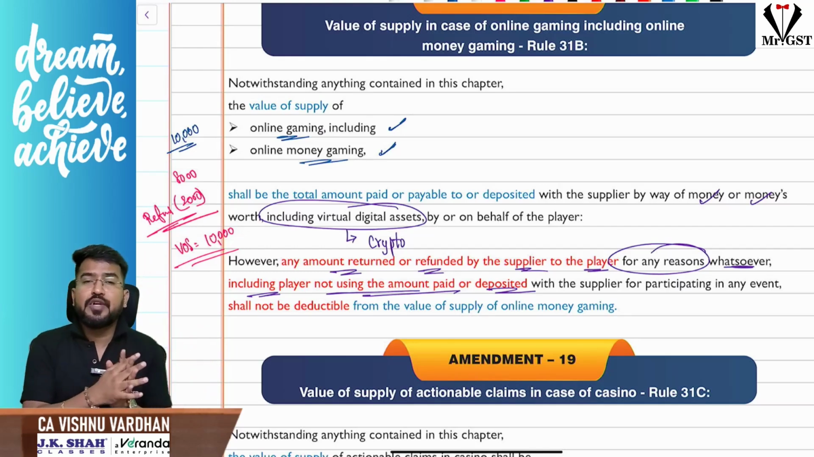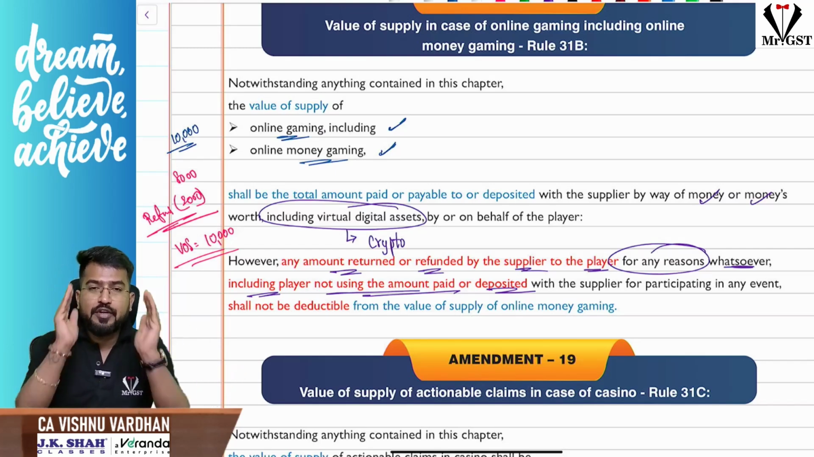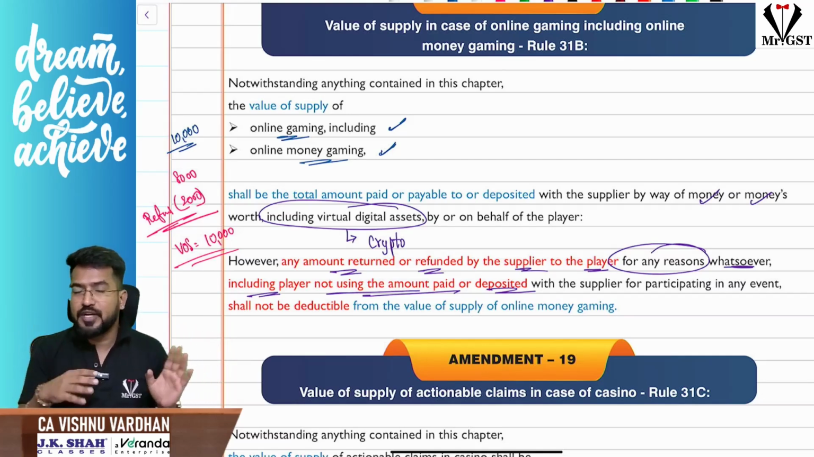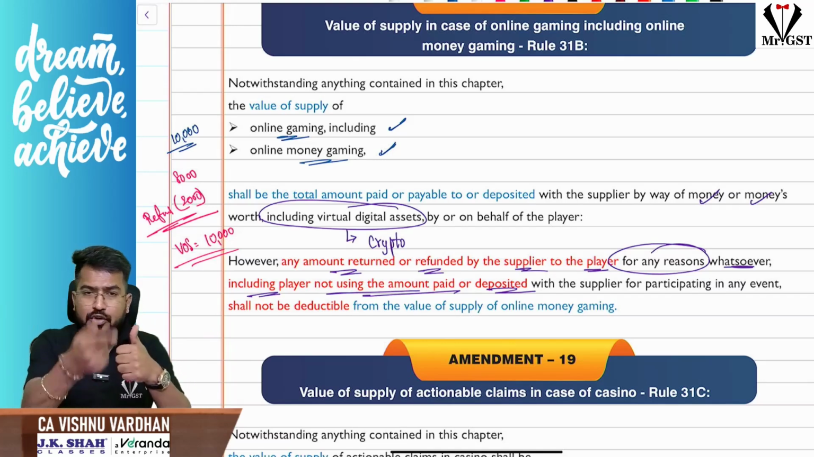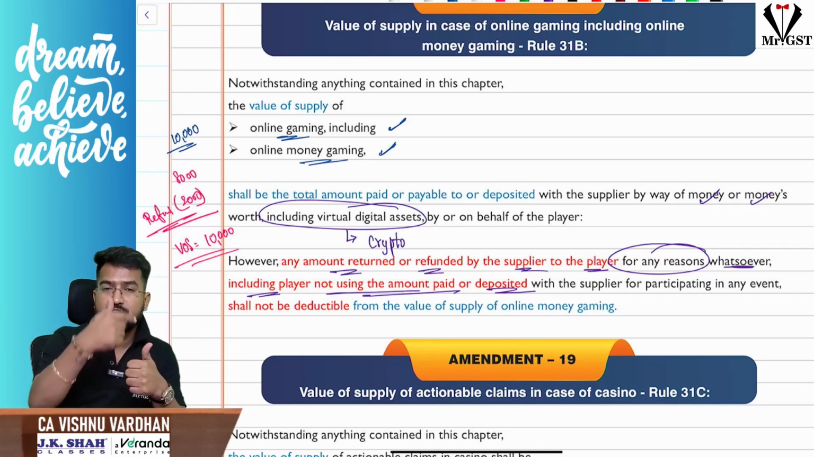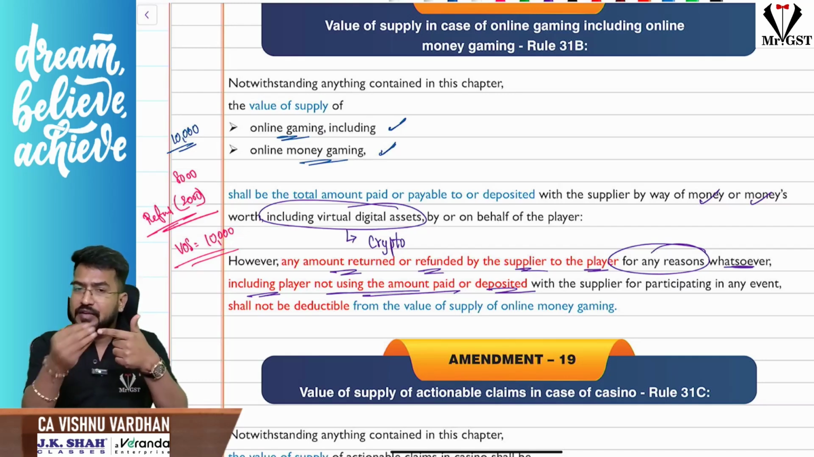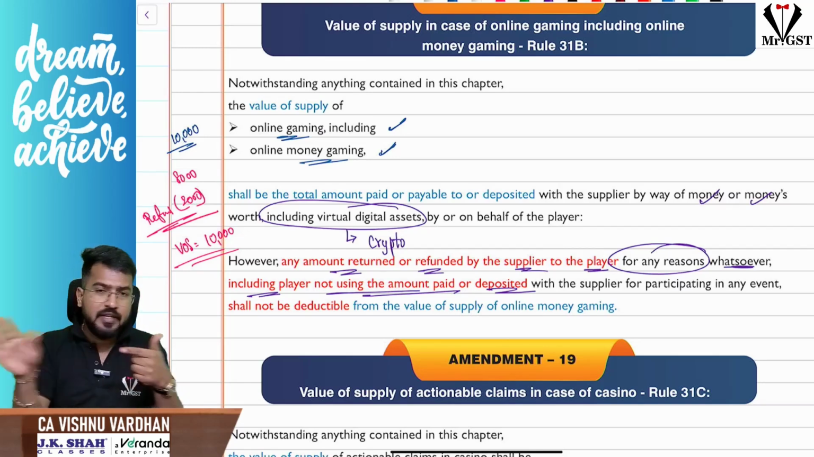Sir, I have used only 8,000. Later on, they have refunded 2,000. That will not be excluded. Whatever you have deposited initially, that will be the value of supply. Whatever has been refunded or returned to you, we will not subtract. This is one interesting point. So number one, whatever you have initially deposited, or however much you initially purchased in coins, tokens, coupons, whatever it is, that will be the value of supply. Whatever has been returned or refunded to you because you have not played the game, that will not be considered.